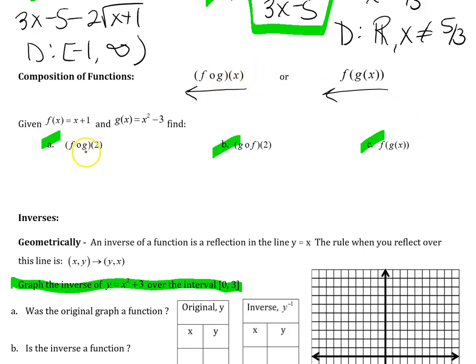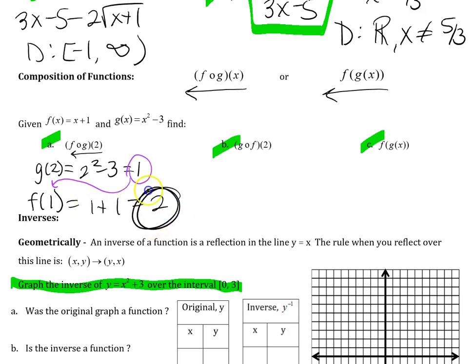So when I see f of g of 2, I'm going to calculate g of 2 first. So 2 squared minus 3 by plugging in. 4 minus 3 is 1. Now I'm going to take this 1 and plug it in to now f of x, which is what it wants me to do here because of reading it backwards. So I've got 1 plus 1, which is then 2. So this is your final answer.